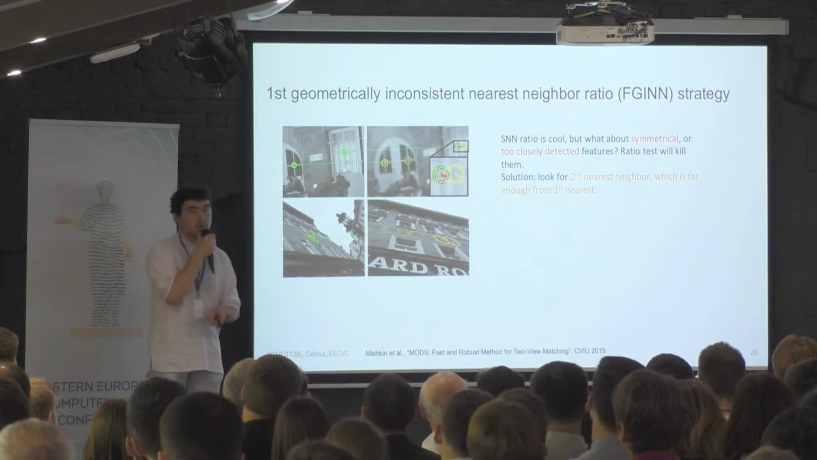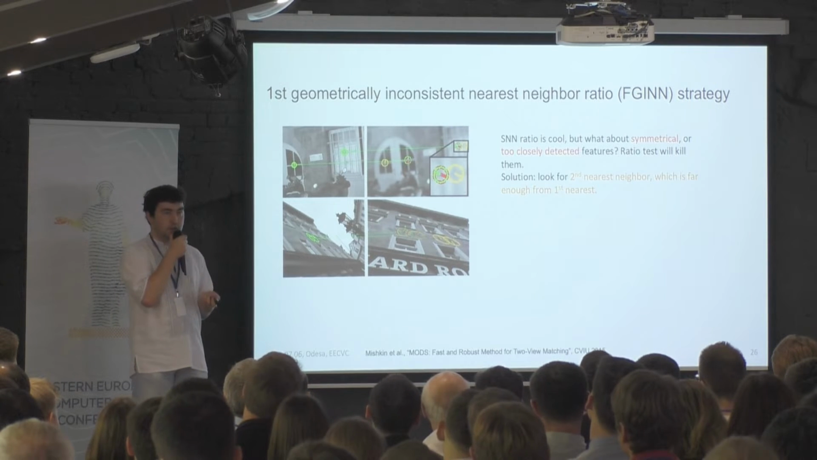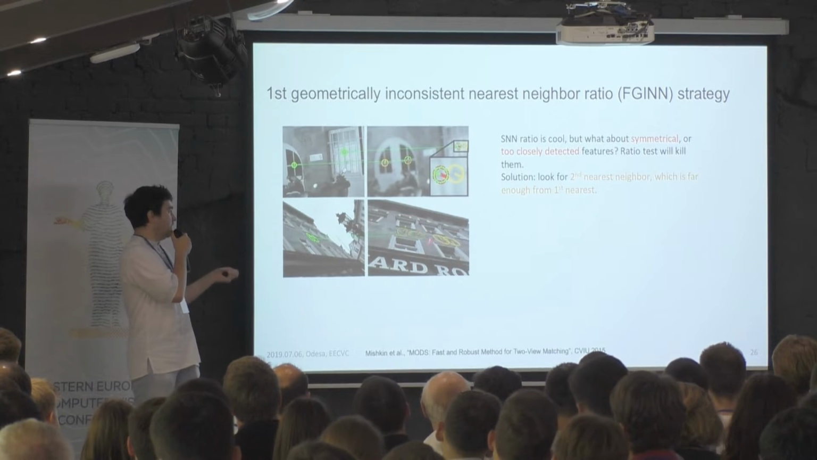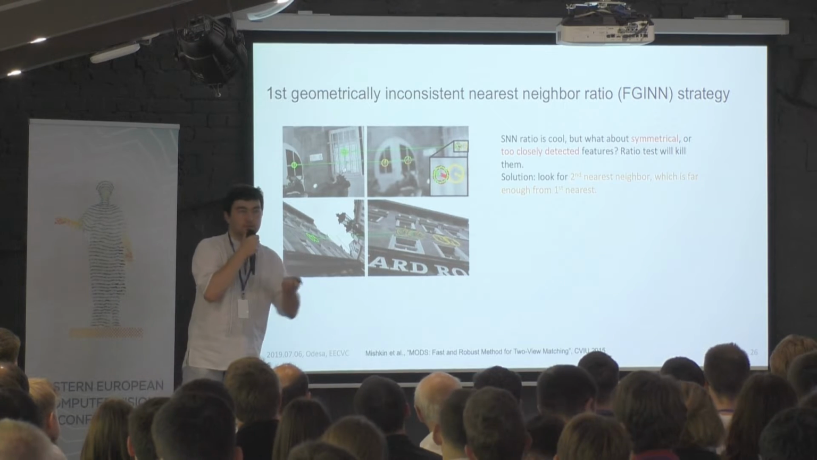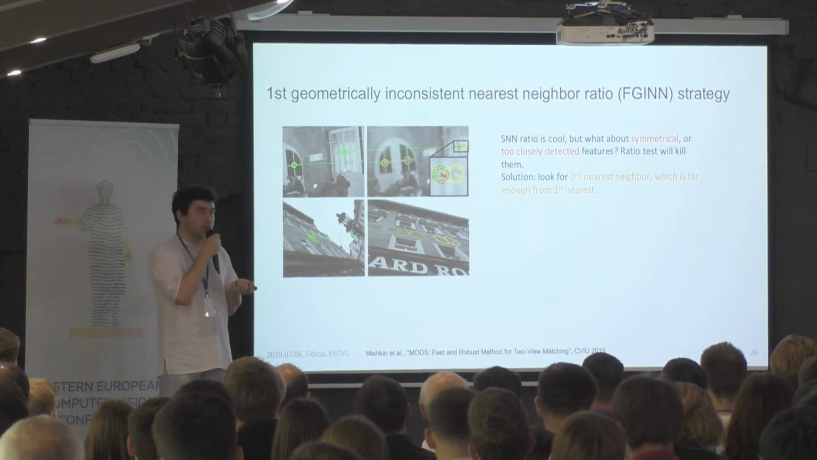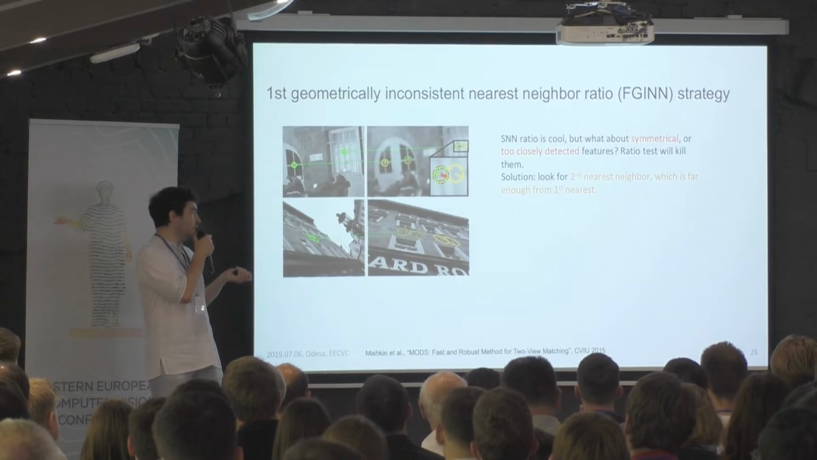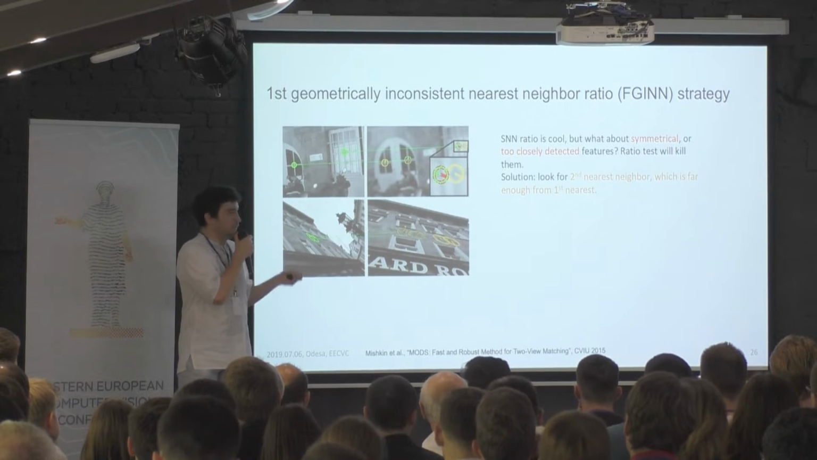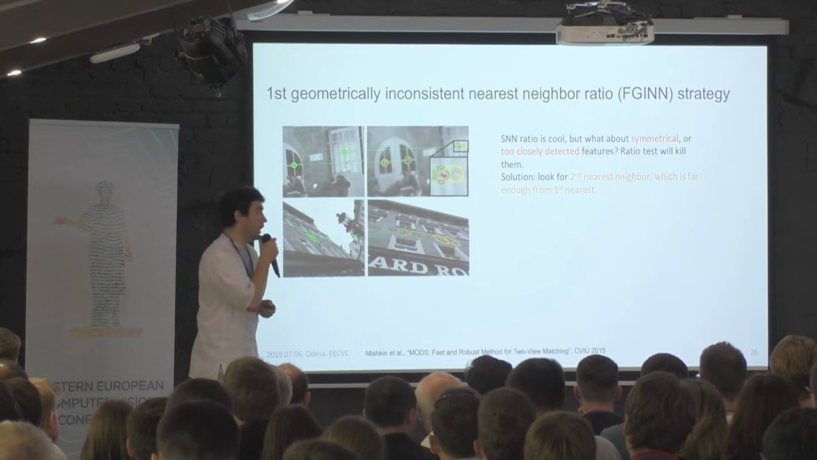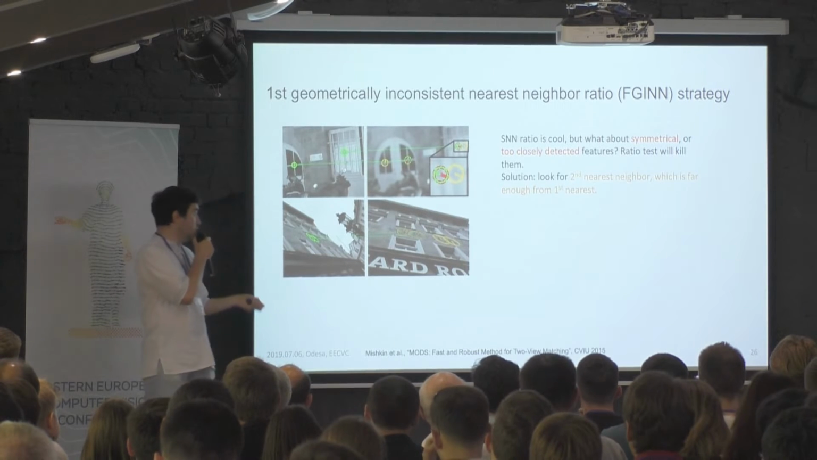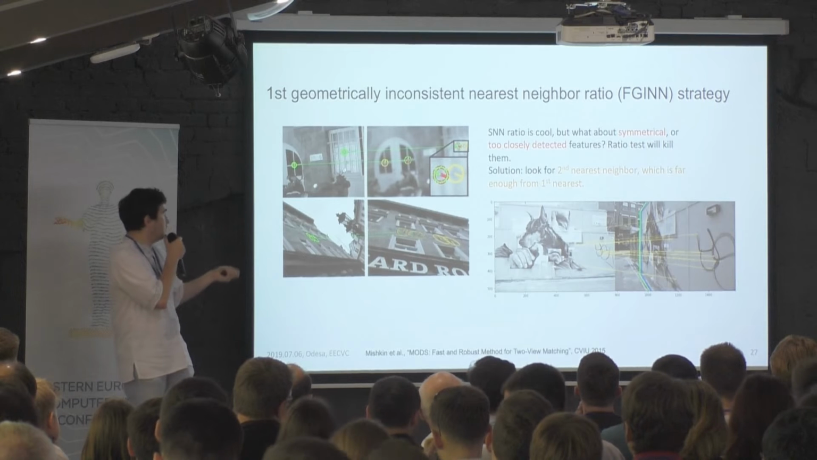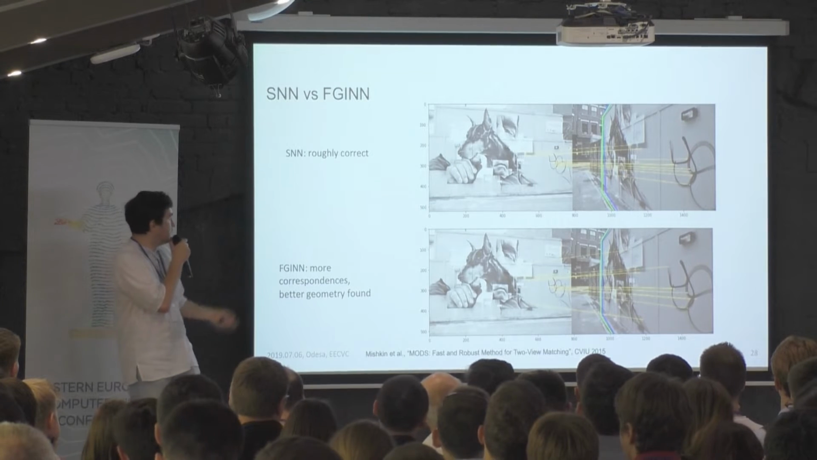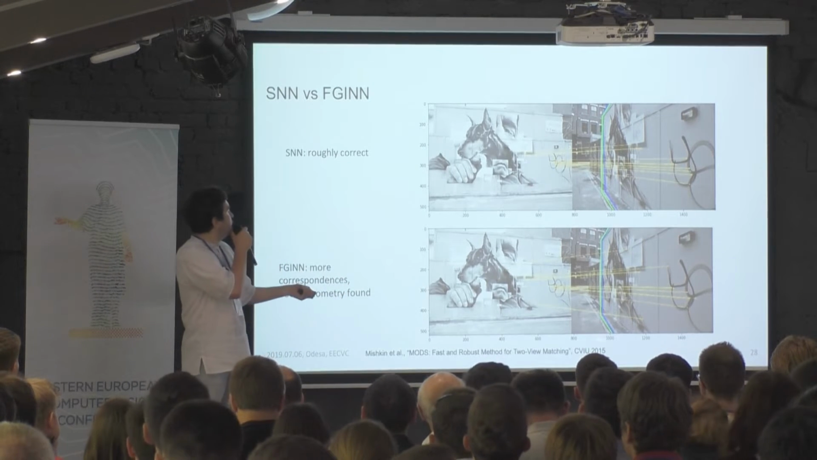So what we can do is say, okay, we would like to find a second nearest neighbor which is far enough from the first neighbor to be inconsistent with the geometrical model, because otherwise it doesn't matter if it corresponds to this or to this feature. We call this the first geometrically inconsistent nearest neighbor, and these are the yellow guys. Now it shows something similar to the previous, but if you compare, you can see that our geometric model is recovered.